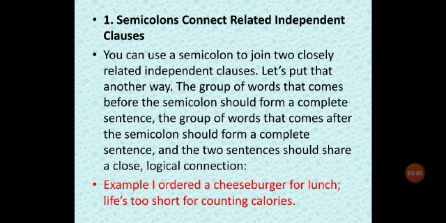Here is the example. I ordered a cheeseburger for lunch. So this is the independent clause. And now we have to join it with the other independent clause. Life is too short for counting calories. So we will join a semicolon here. We will use semicolon here to join these two independent clauses, but we will not use any conjunction.